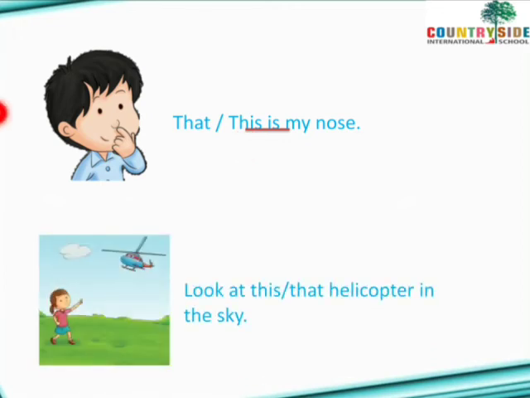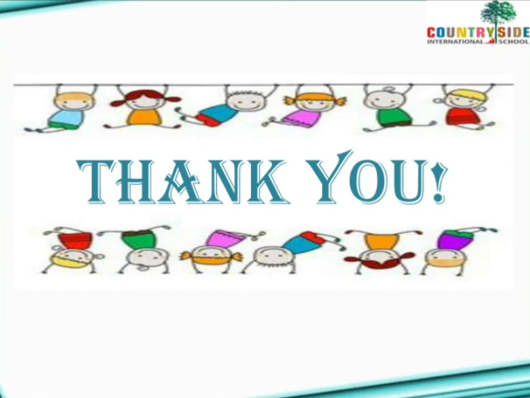Then look at this or that helicopter in the sky. So here is only one helicopter and that is far away from the girl. So will this come or that? Answer is that. So underline the word that. Look at that helicopter in the sky. So I hope children you understand this concept of this, that, these, those, which we have already learned two times. Now children, finish your work, do your task well and enjoy your day. Happy learning!